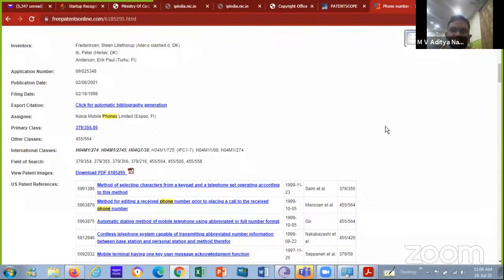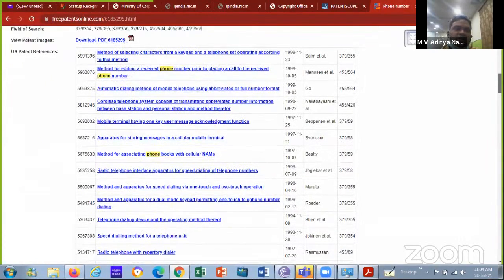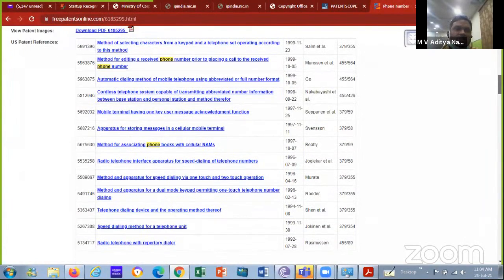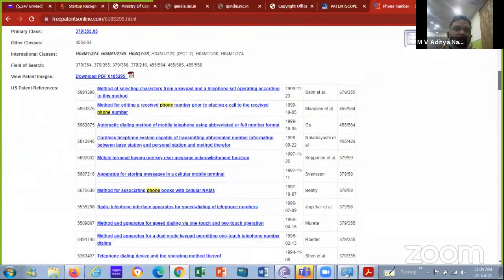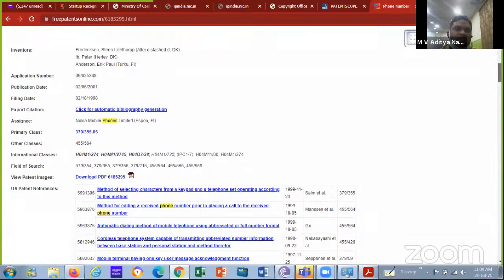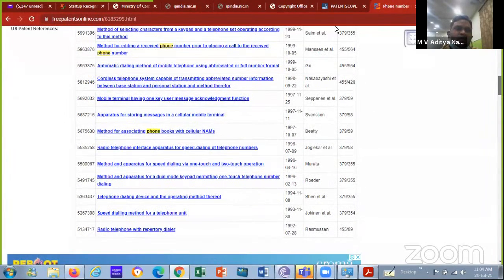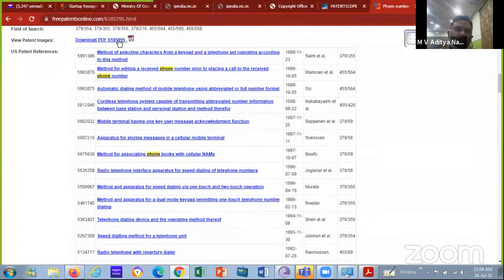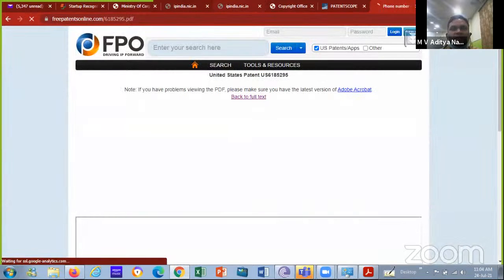And then you will clearly see there are different references given over here. These are considered to be the references which are totally connected with this particular patent. And then we are going to try to correlate whether our patents are going to be granted or not.